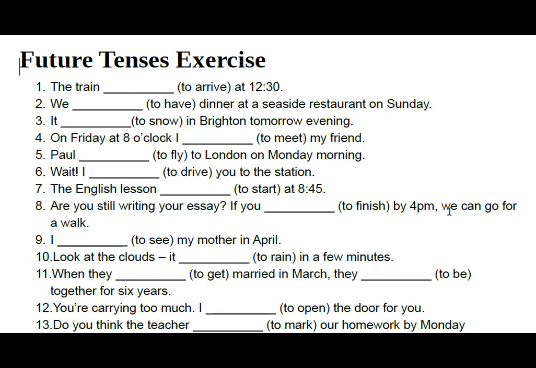Number 2, we to have dinner at a seaside restaurant on Sunday. This is an intention or a decision, so we use going to. We are going to have dinner at a seaside restaurant on Sunday.